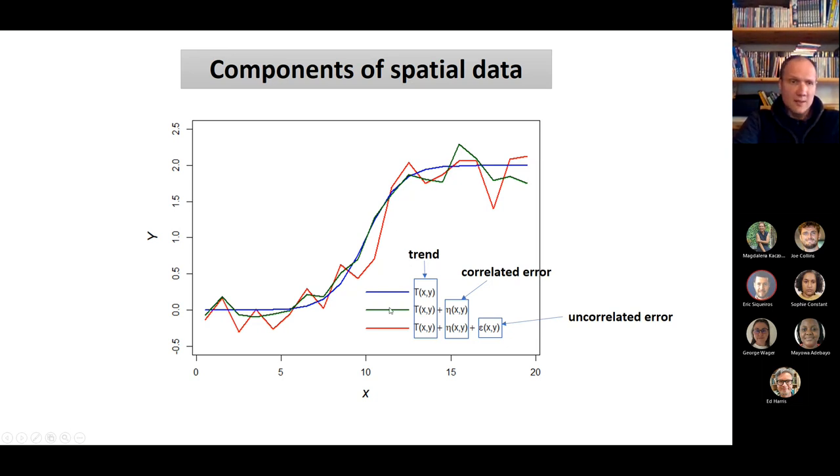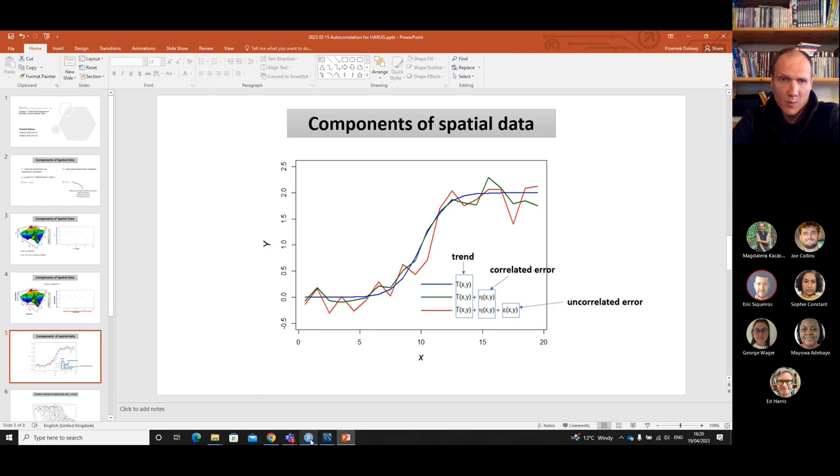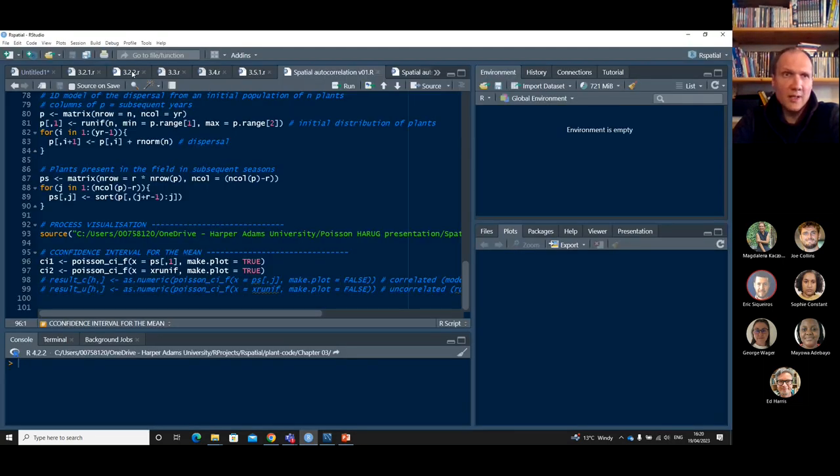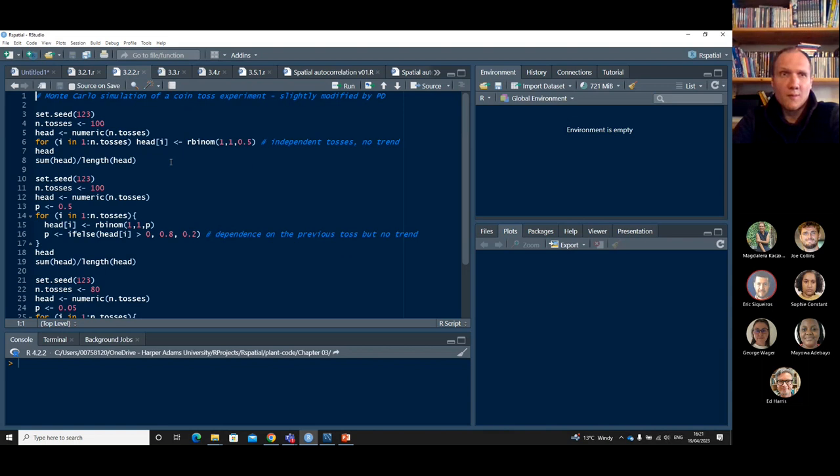Okay, so it's time for the first script, presenting script 3.2.2 from Plant.